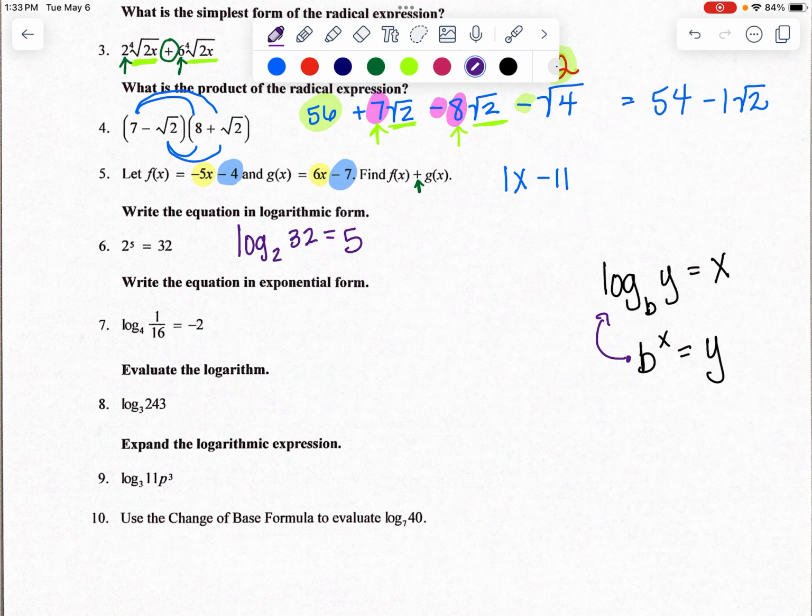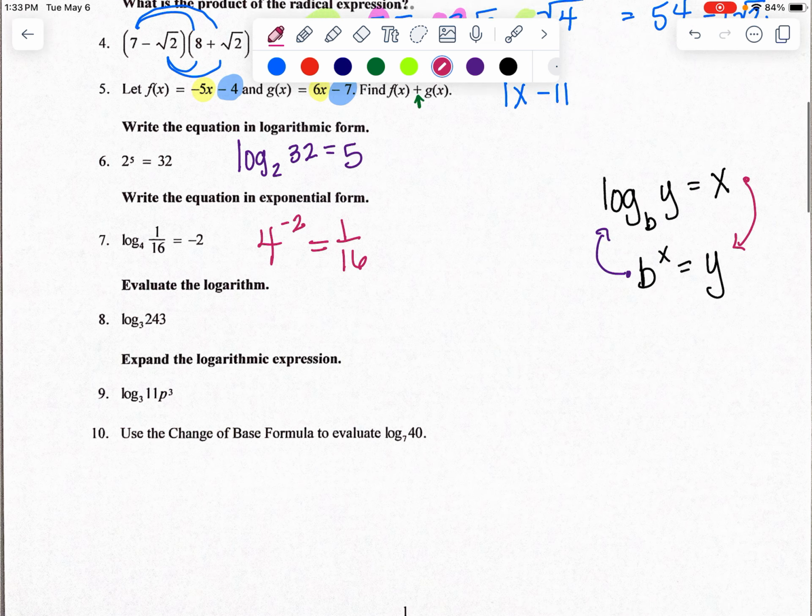And 7 is that backwards, right? On 7, I'm going from this form to that form. So 4 is my base, so it's going to be 4 to the negative 2 power equals 1 over 16. That's all you're doing, you're switching back and forth.